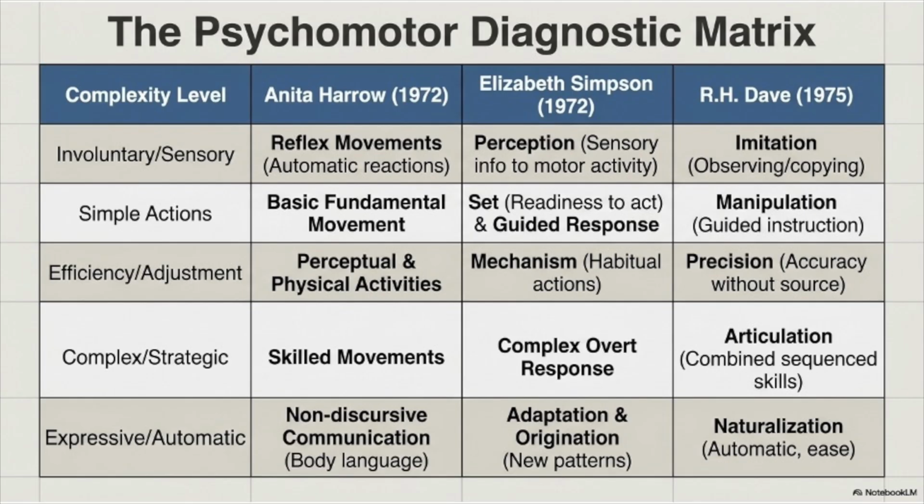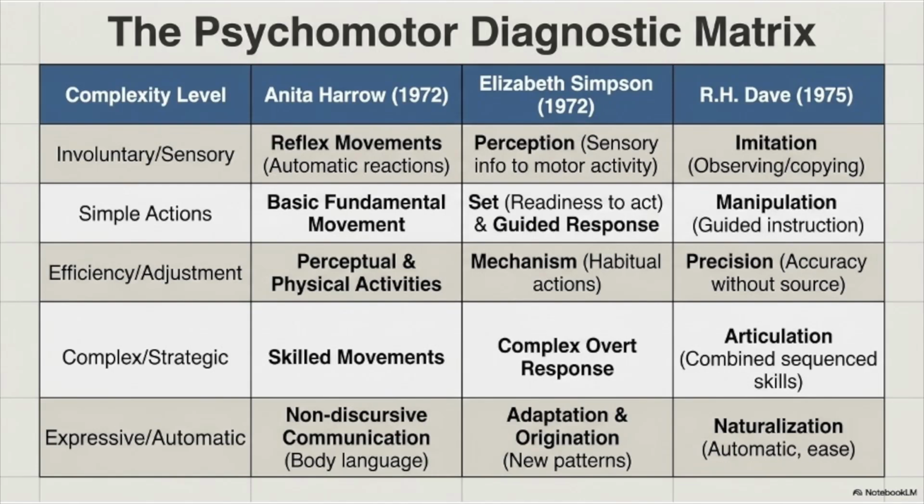The psychomotor diagnostic matrix compares the three major classifications of the psychomotor domain proposed by Harrow, Simpson, and Dave. Harrow's taxonomy begins with reflex movements and progresses through basic movements, perceptual abilities, physical abilities, skilled movements, and finally non-verbal communication. Simpson's taxonomy emphasizes skill acquisition from perception and set to guided response, mechanism, complex overt response, adaptation, and origination.